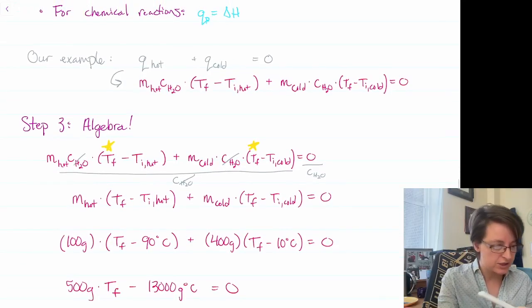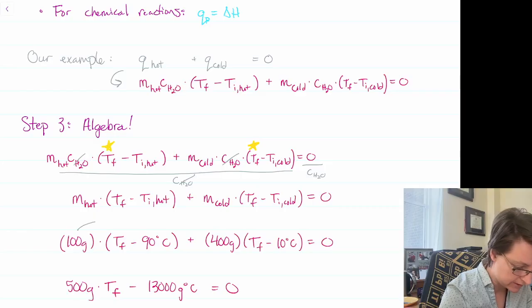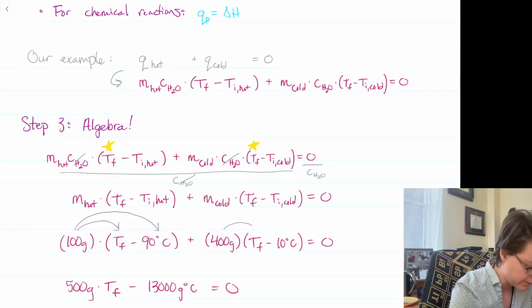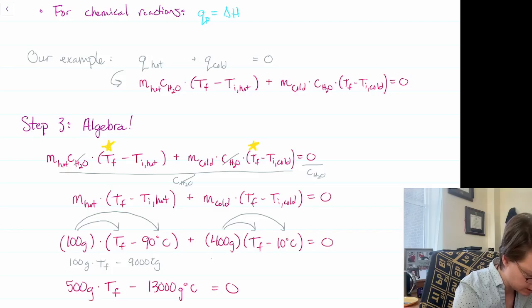The next thing that I'm going to choose to do in terms of my algebra is we've got a couple of distributions that we need to do. So remember, when we have to do the multiplication, we've got to distribute all of our terms. And so this is going to give me 100 grams times T final minus 9,000 degrees Celsius times grams, but that's just bookkeeping our units. And then we've got 400 grams times the final temperature minus 4,000 degrees Celsius times grams.